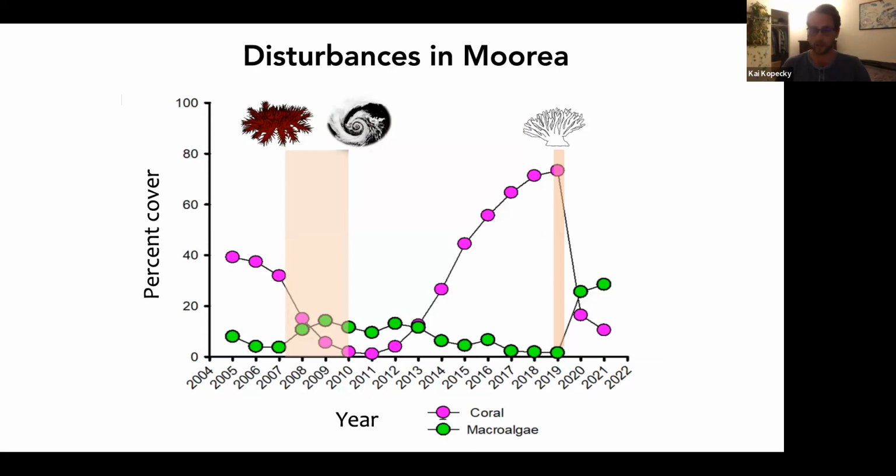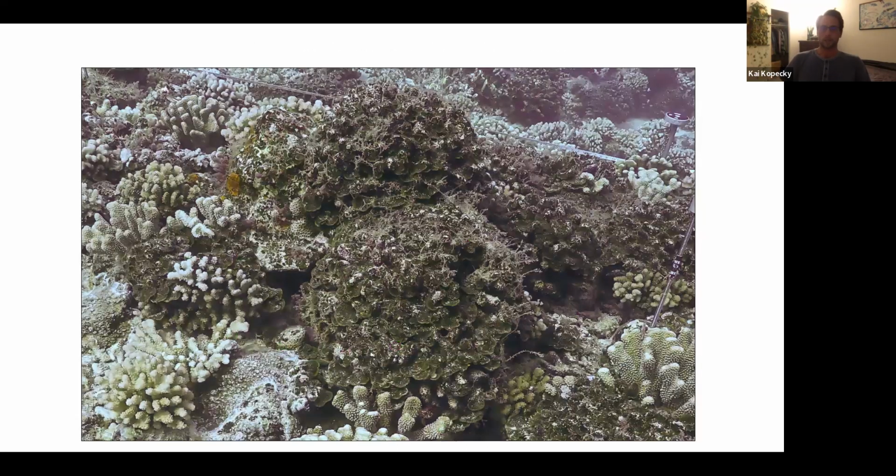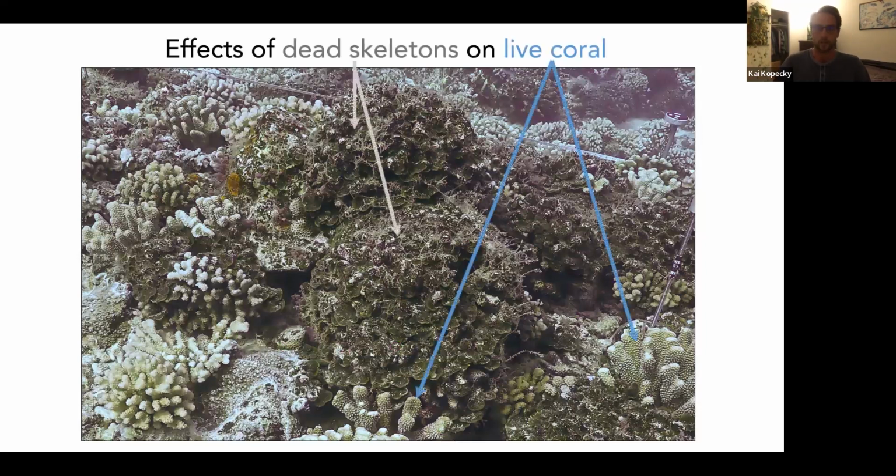But we're seeing a different thing happening now with this coral bleaching event. So I wanted to dig into this a little bit more. I wanted to look at: do these dead coral skeletons actually affect the ability of the living corals to grow and survive?